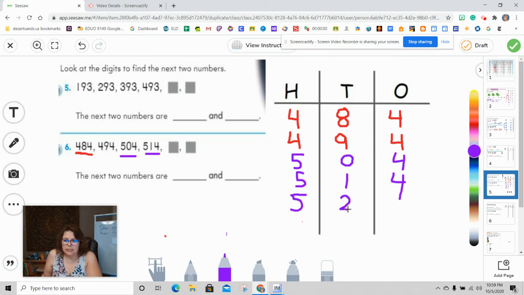Now I have 2 tens and 4 ones. So I have right here 500, 2 tens, and 4 ones, which is 524. Now I'm going to do it one more time. The 500 stays the same. I add another 10, which will be a 3, and then the 4 stays the same. So it's 534. That's how we got that number.